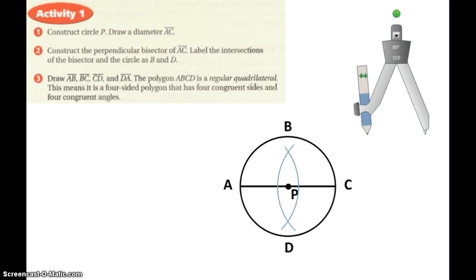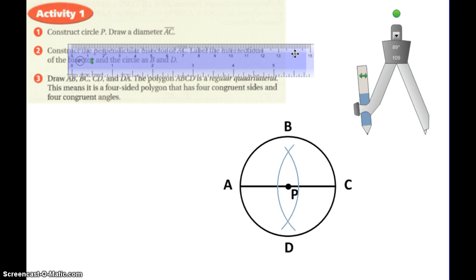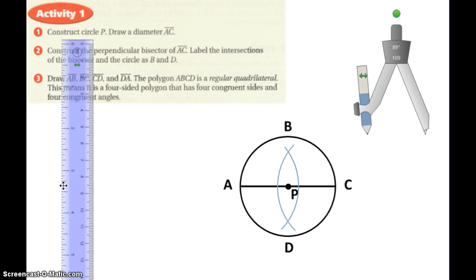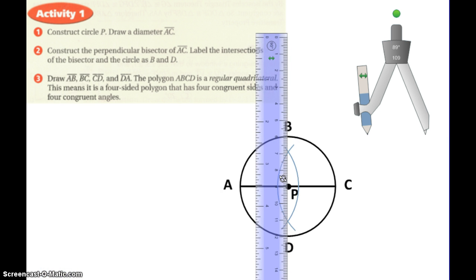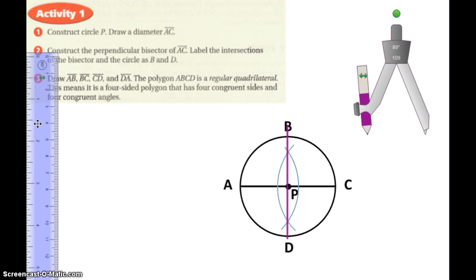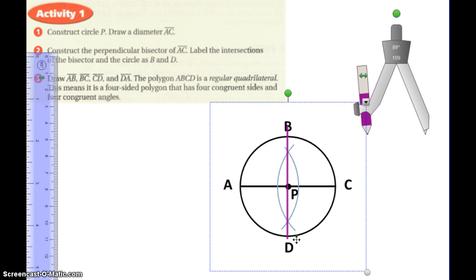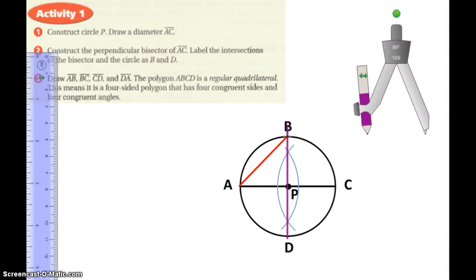Alright, so put your compass away, and you're going to connect the two intersection points to make your perpendicular bisector. So let me get a ruler out here, and let's connect this. There we go. Now the places where this purple perpendicular bisector meets the circle we call B and D. So now all we have to do is connect A, B, C, and D to get our regular quadrilateral.